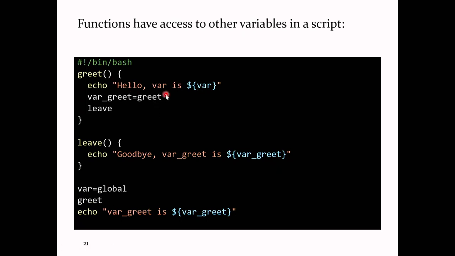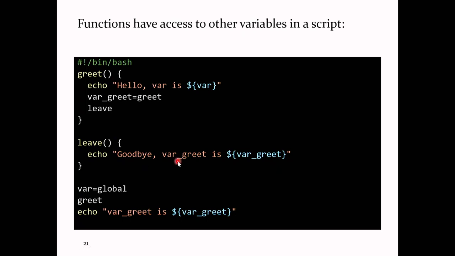Now we declare another variable called var greet, or whatever else you want to call it. Anyway, so we call var greet equals greet. So this variable now appears in bash. Bash is now aware of this variable called var greet. And now there's this function call to leave. So now we jump down to leave.